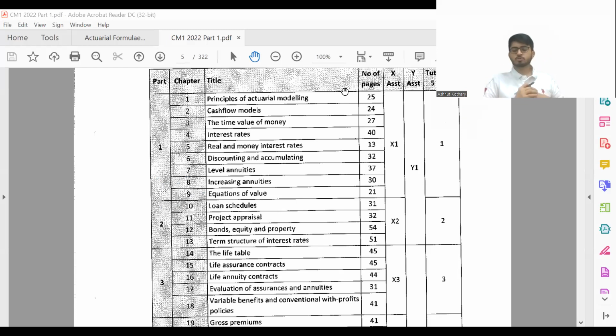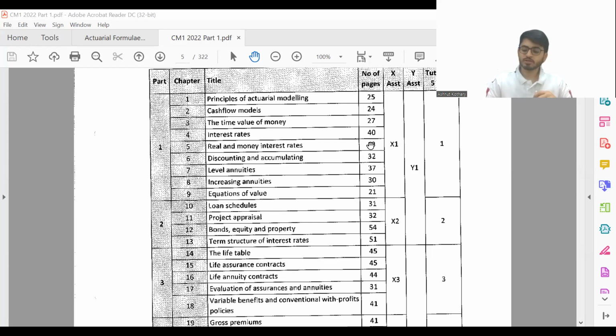CM1A. Chapter number 1 will take us roughly one class. Chapter 2, one class. Chapter 3 could take two classes. Chapter 4 could also take two classes, which makes it 6. Chapter 5 will take one short class. You will see it's a very small chapter, just 13 pages. That makes it 7. Then chapters 6, 7, 8, 9 all will take one class each. That makes it 11. Loan schedule and project appraisal should take one class each, 13.